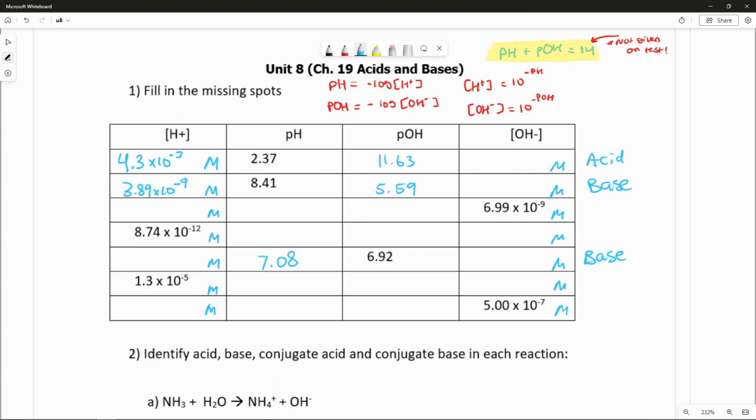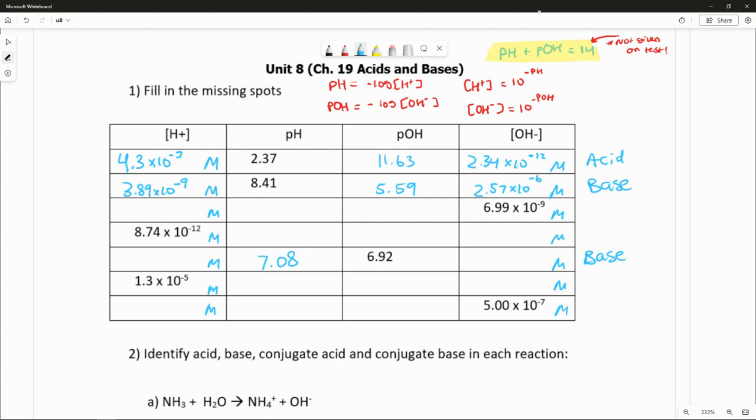All right. So next up, we have, let's finish these two right here. Kind of going out of order, but we're going to go ahead and try to solve similar problems first. So since we have the pOH calculated, all we got to do is plug it into this equation this time, since we're solving for the concentration of OH. And all we do is 10 to the negative 11.63, which is going to give you 2.34 times 10 to the negative 12th. Same for this, 10 to the negative 5.59 will give you 2.57 times 10 to the negative 6th.